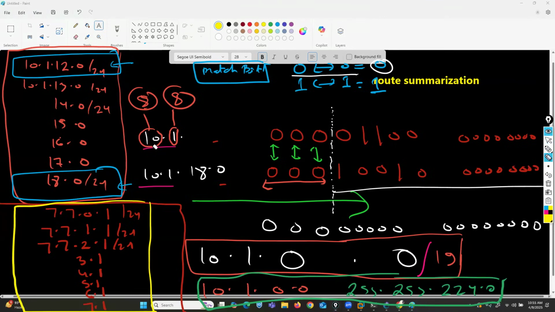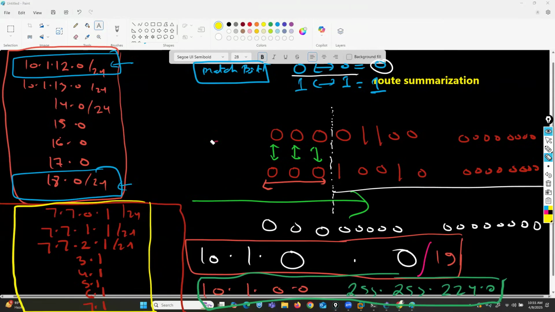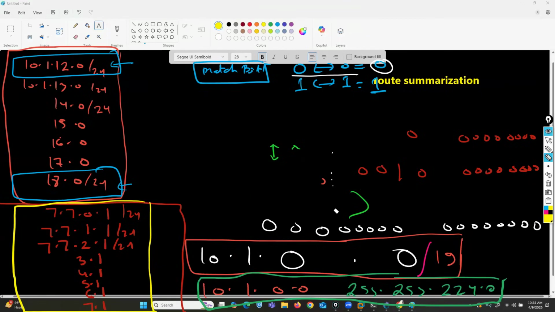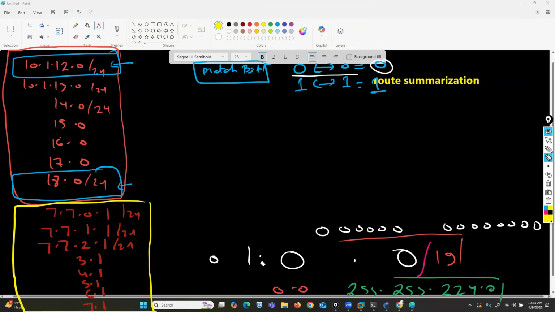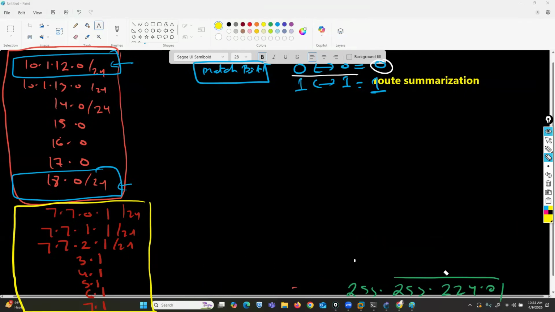So what is the next step? You can take the first network and the last network. What is the first network? The first network is 7.7.0.1. And what is the last network? 7.7.7.1, right? Okay, so let's try to solve this question. Then I will give you one more question.